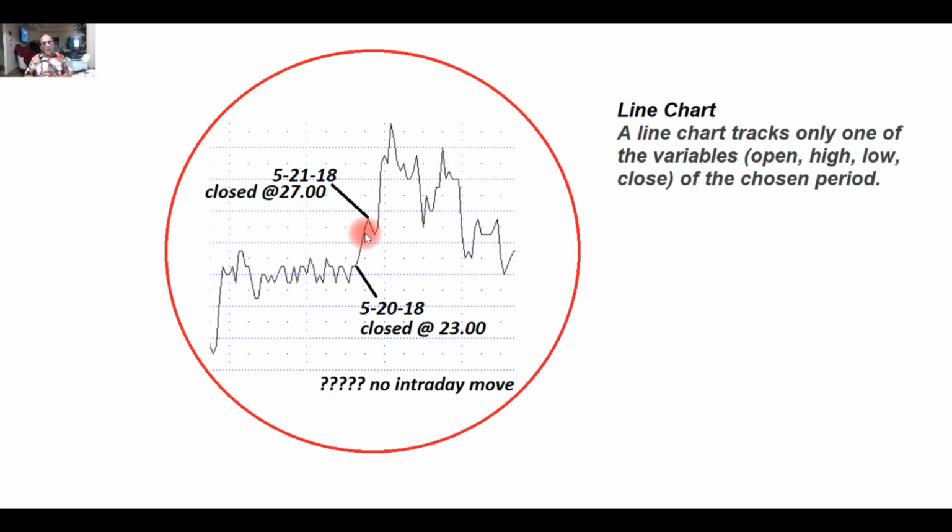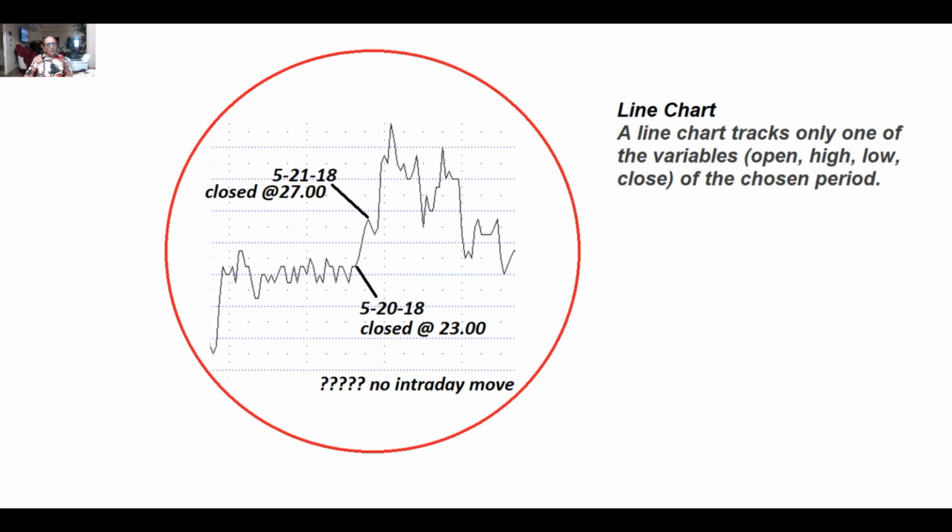So you normally see line charts in places like mutual funds. You cannot do this for day trading. You cannot use this for any kind of short-term trading. You just get a general idea, and you're letting the fund managers, the experts, take care of business for you.